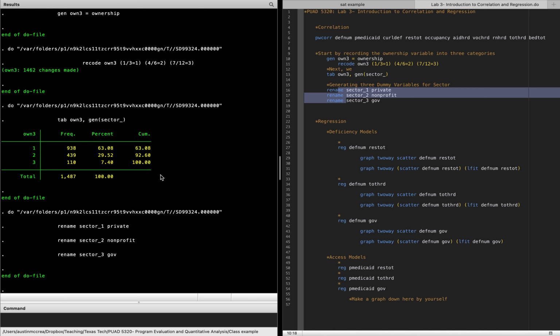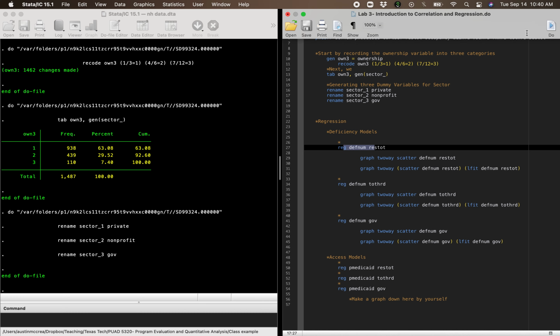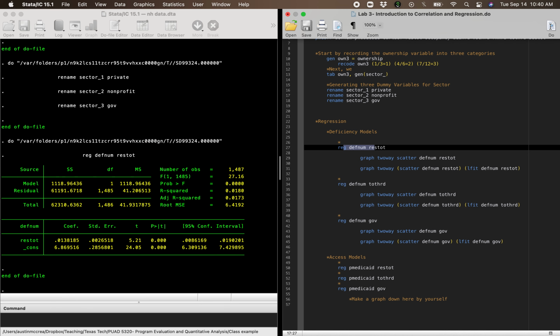So let's see what it's asking for. The first thing is that it wants us to run some simple regressions with a dependent variable measuring quality. So we'll use the number of deficiencies. And our first regression uses restot, or the number of residents and beds, as an independent variable. So we'll go ahead and run this command real quick. All right, and we get this Stata output.